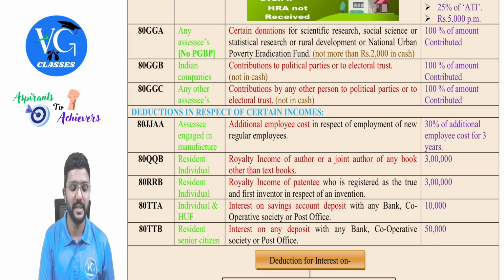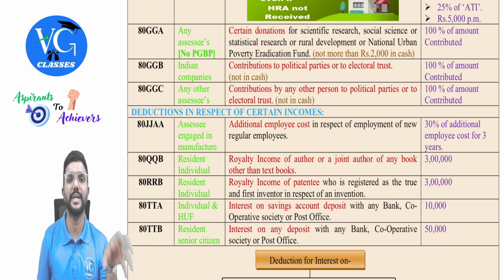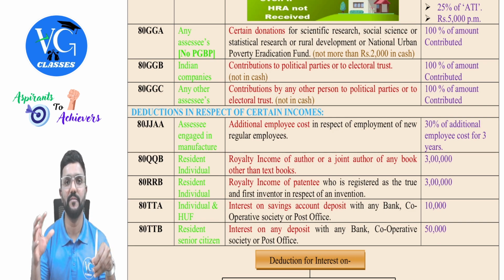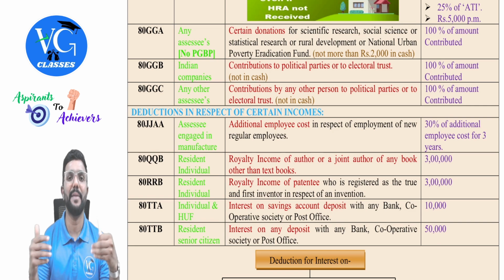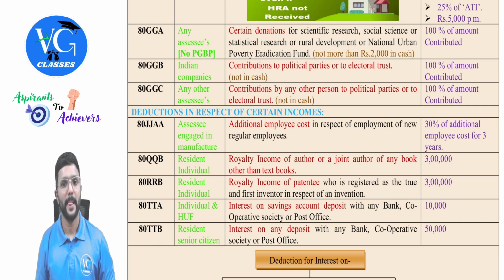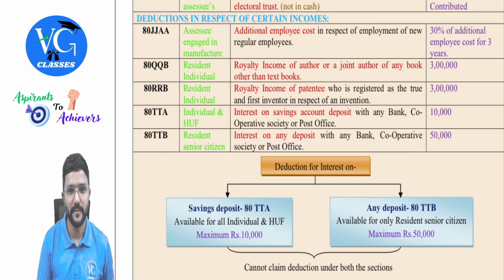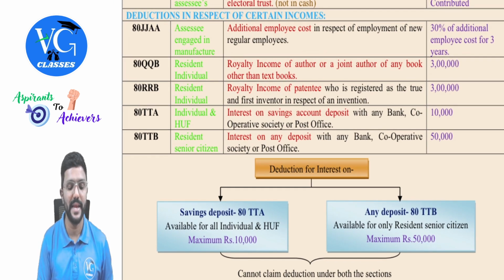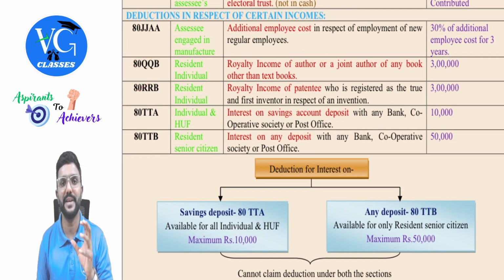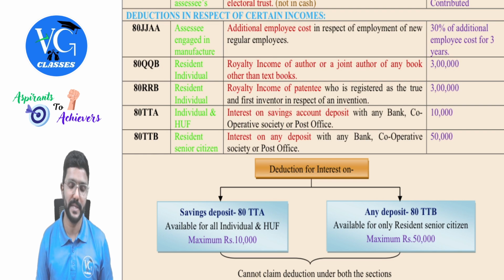Got it? Yes. And this deduction under section 80GGC is not available to a local authority or artificial juridical person who is funded by government, guys. Okay. Next, deductions in respect of certain income. First, 80JJAA, 80QQB and 80RRB. Guys, please be careful. These 3 are a part of heading C of Chapter VI-A.